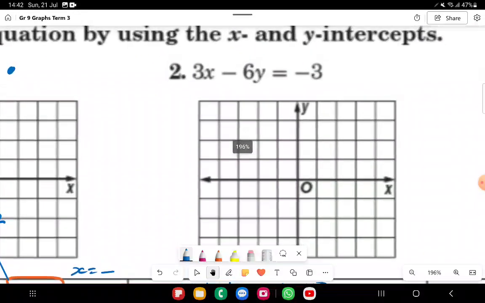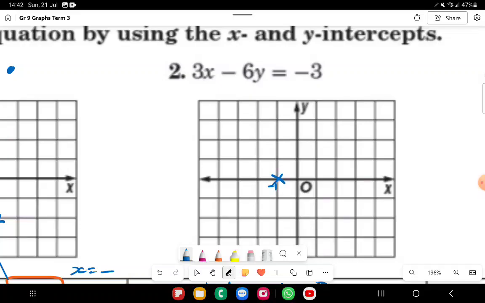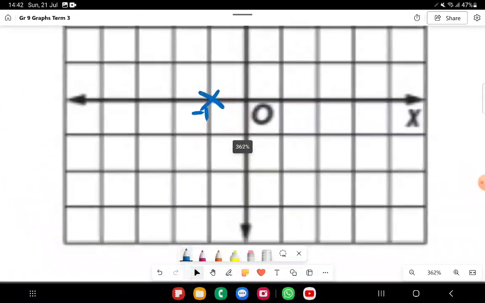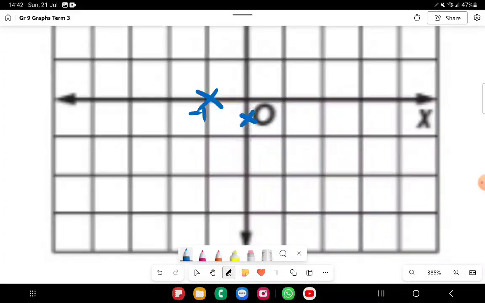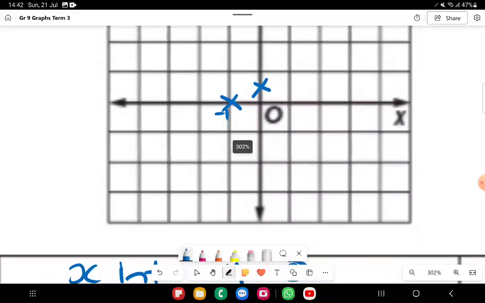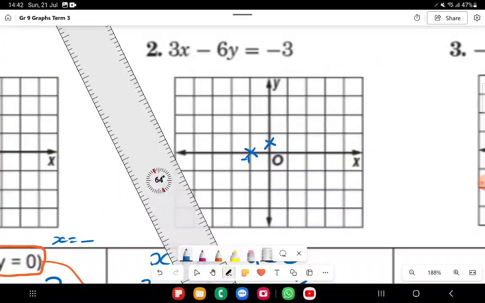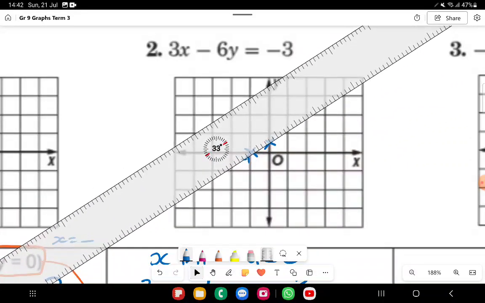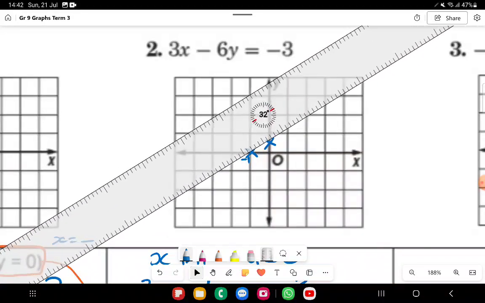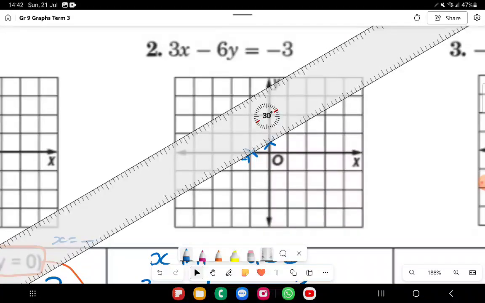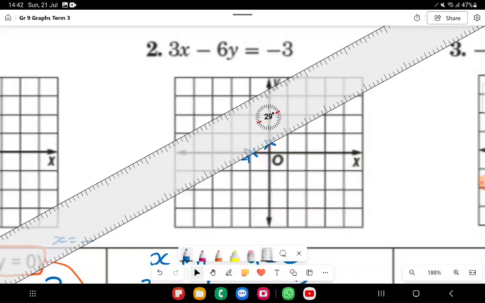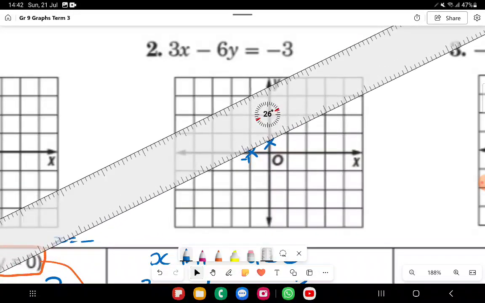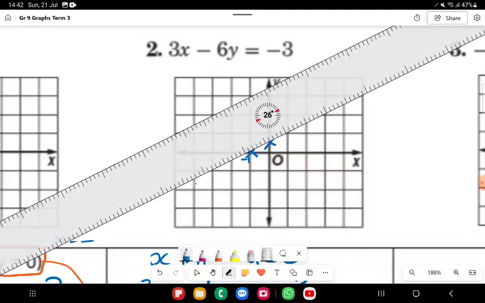-1, 0. I go to x is -1. And this one is going to be 1/2. So I go in between. Sorry, that's -1/2. So let's go to positive 1/2. It's going to be over there. And let's get our ruler. Line up our points. So this is 1/2. And draw your line.